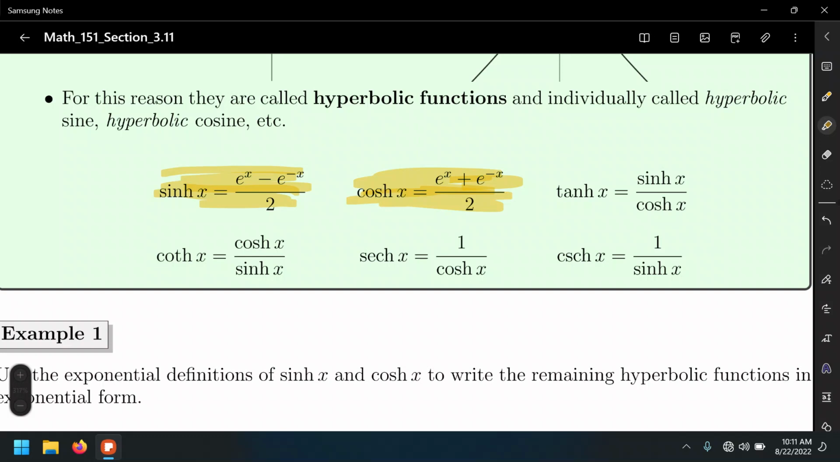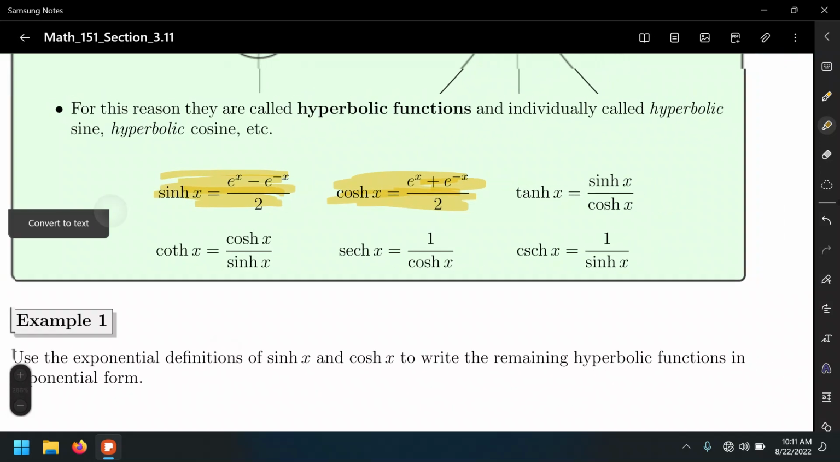Notice again there is another similarity between the hyperbolic functions and the trigonometric functions. What do we have here? Tanh equals sinh over cosh, in the same way that in the original trigonometry we have tangent equals sine over cosine. Cotangent, the reciprocal of tangent, is cosine over sine. Secant is the reciprocal of cosine, and last but not least, cosecant is the reciprocal of sine. It's the same in the hyperbolic world.